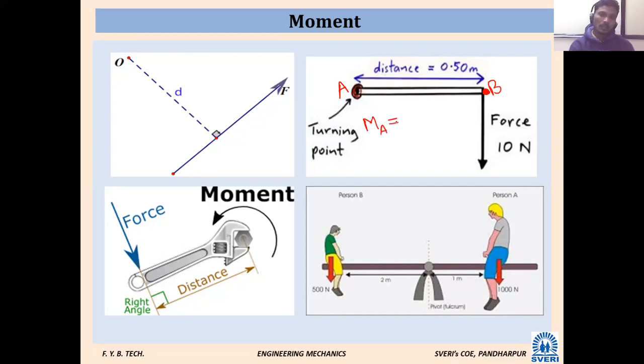So what is our formula in this? Magnitude of force into the perpendicular distance. 10 Newton. If I ask for that force, what will be the X component and what will be the Y component? For force 10, Y component is minus 10 Newton and X component is 0. Very good.